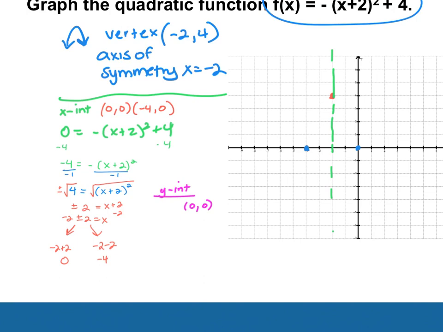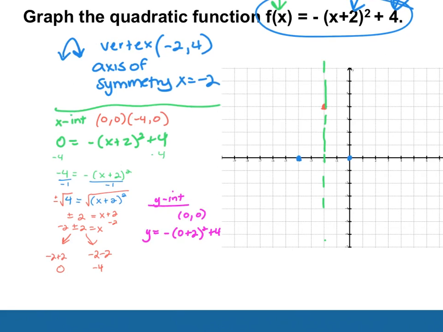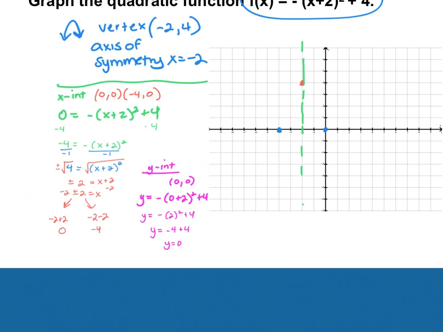I'm going to plug in 0 for x. So y equals negative (0 plus 2) squared plus 4. I get y equals negative 2 squared plus 4. y equals the opposite of 2 squared. So negative 4 plus 4, which is 0. So I already have that point.